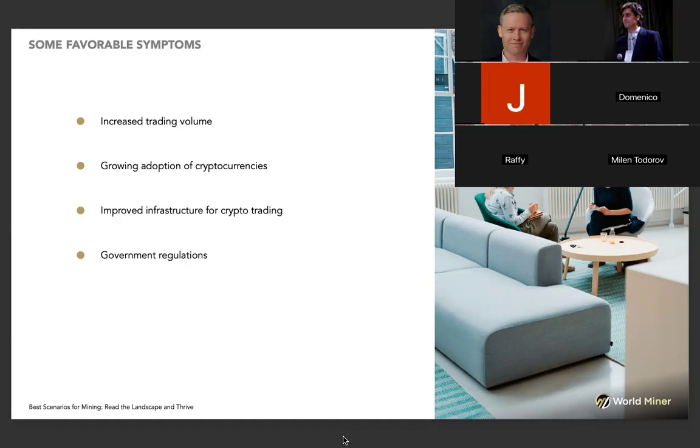But remember, it's important to note that the crypto market is highly volatile and can be subject to sudden price swings. Therefore, it is important that you do your own research and only invest what you can afford to lose. And I cannot stress this enough.